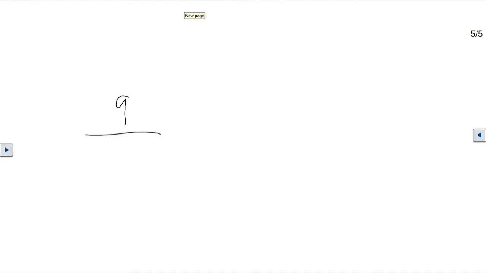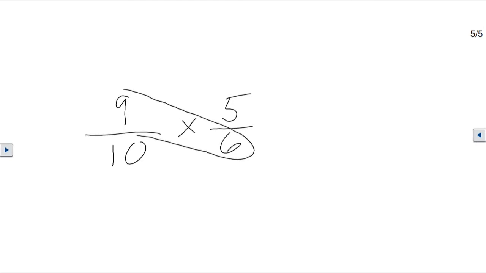Let's do one more example of that. Let's do 9/10 times 5/6. Again, we look diagonally at the 9 and the 6. What's a number that can be divided into both of those, or what's the greatest common factor of those two? Well, it's 3. So 9 divided by 3 is 3, and 6 divided by 3 is 2.